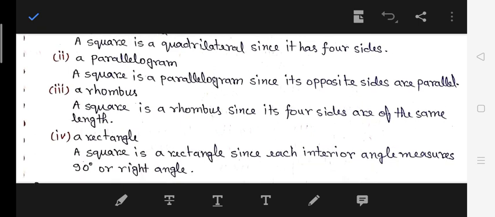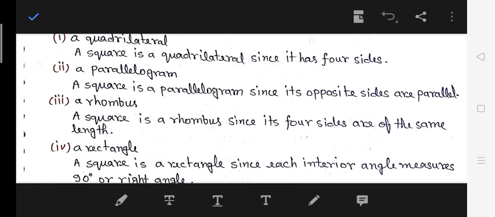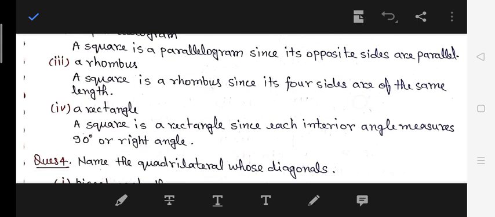Now you need to give the reason why a square is a rhombus. According to the definition of the rhombus, a quadrilateral in which all four sides are equal is a rhombus. So a square is also a quadrilateral in which all four sides are equal, that's why a square is also a rhombus. Now next, you need to find why a square is a rectangle.